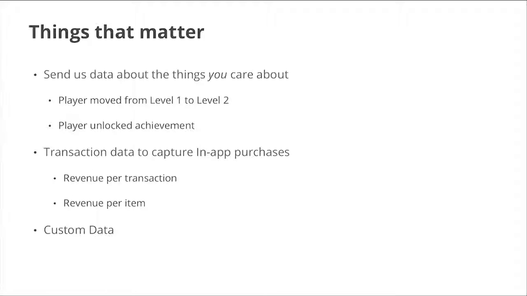I divide this up into 3 categories. There are things that you care about. These are like events: player clicked a button, somebody unlocked a new level, somebody upped a level. The second category is monetization: they had a transaction, they bought some item, they bought a set of items. And the third category is custom data.